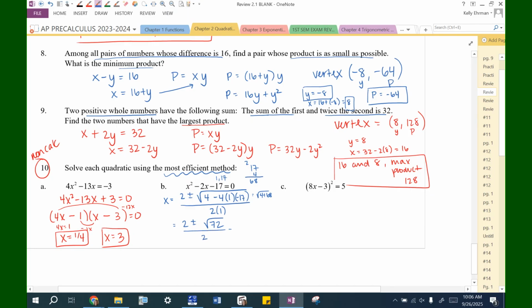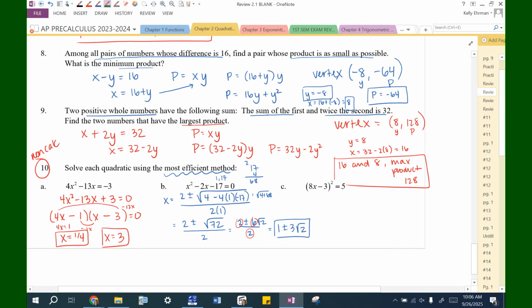This square root can be simplified. 72 has perfect square 36 as one of its factors. So this becomes 2 plus or minus 6 radical 2. And because 2, 2, and 6, all three of those have to be divisible by something, I can reduce this. So divide everything by 2, you get 1 plus or minus 3 radical 2 divided by 1, so I'm not going to write that.